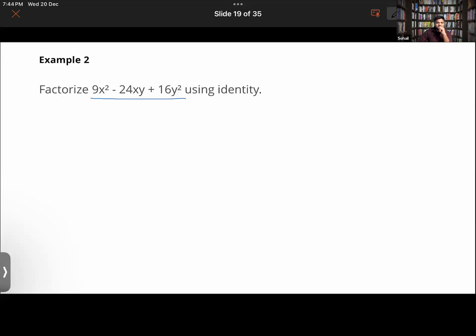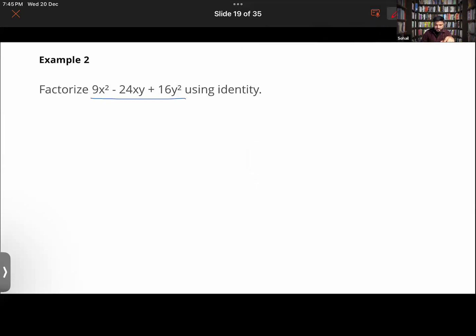Yes, anyone who has done it? Not yet, sir. Okay. By the way, अभी तक आपको idea लगा कि which identity will be used here? Arham, which identity should be used here? a square minus b square. Why you would be using that? It would be a minus b whole square.